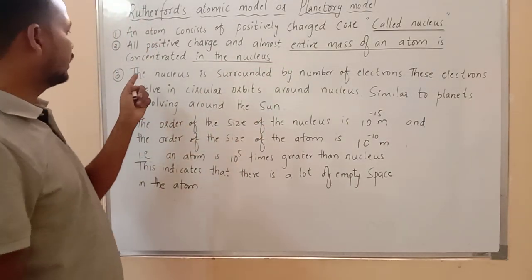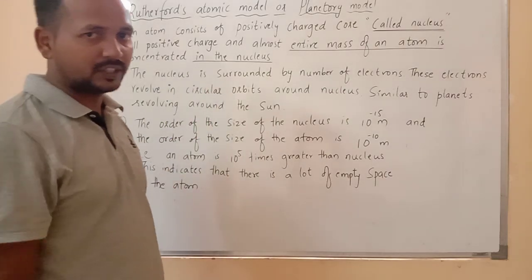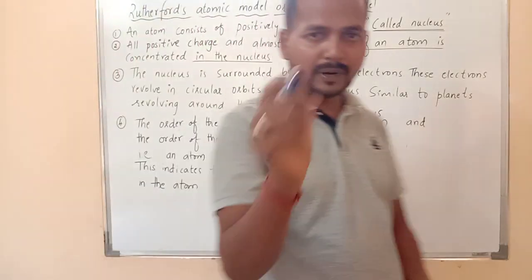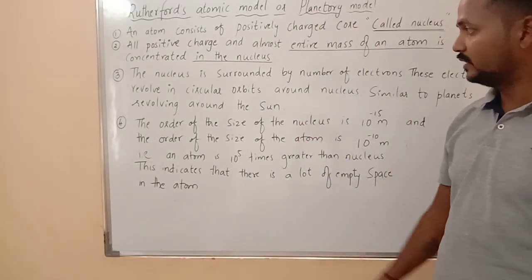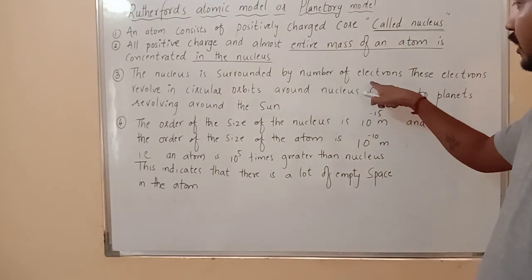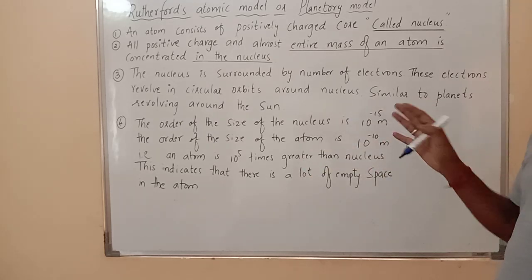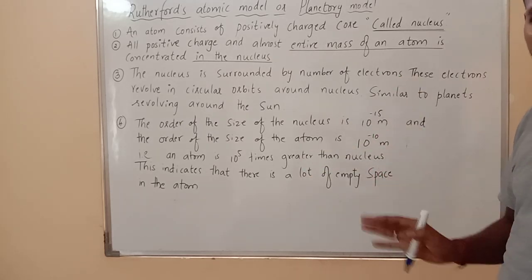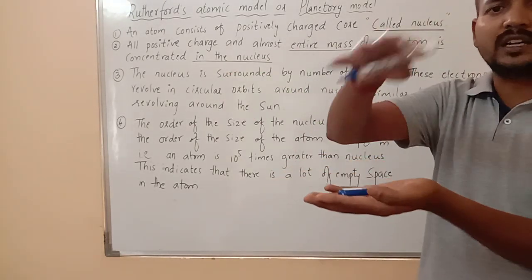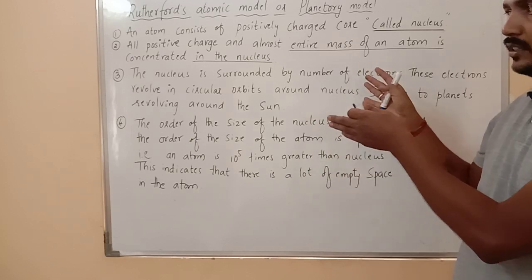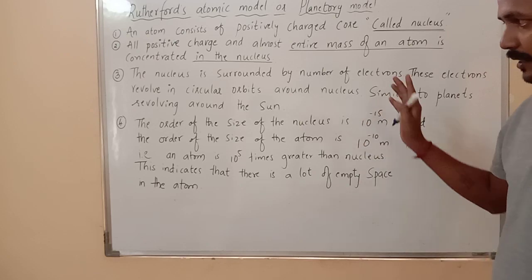Then the third postulate: the nucleus is surrounded by a number of electrons. We have seen the structure of an atom. The central part is the nucleus, and in the surrounding circular orbits, electrons are present. These electrons revolve around the nucleus, similar to the planets revolving around the sun. In our solar system, the sun is at the center and all the planets revolve around it. In the same manner, here the nucleus is at the center and all the electrons revolve around it.